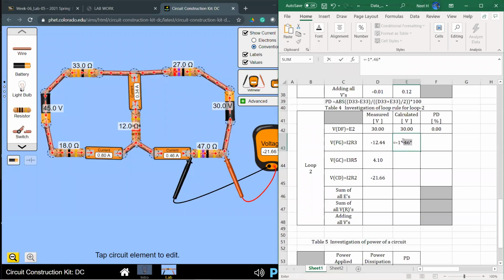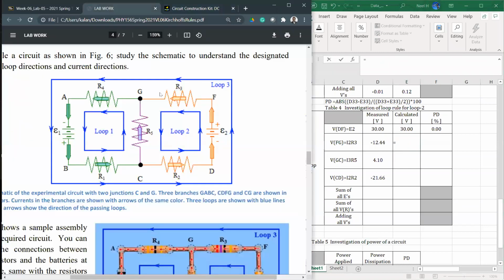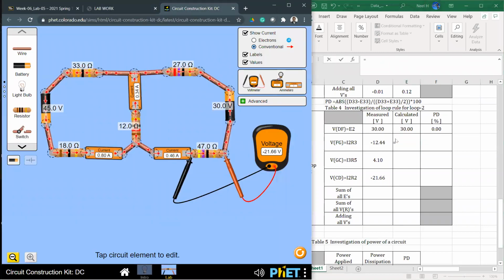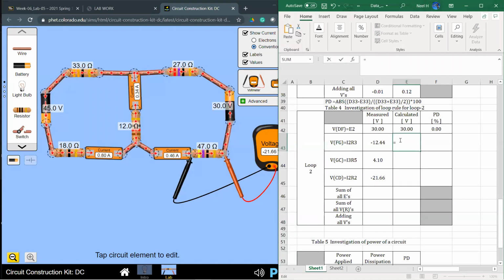Oh, I know what happened. We started here, right? Battery negative side, then go in the upward direction. That's why we start from F to G. Okay, this part. So let's do that. The current and path direction are the same, so negative sign multiplied by I2, which is 0.46, multiplied by resistor R2, 47. So we're getting about the same. There's a rounding error on the second decimal place. That's totally fine.